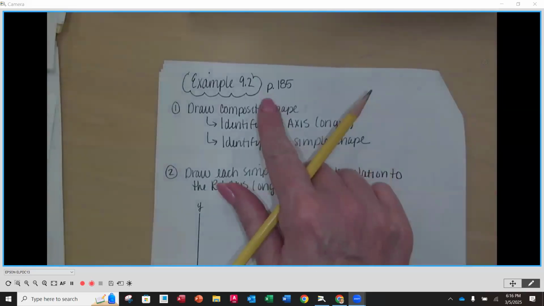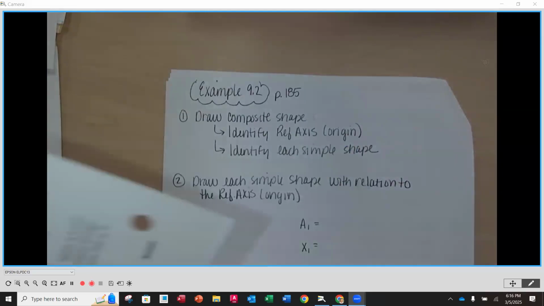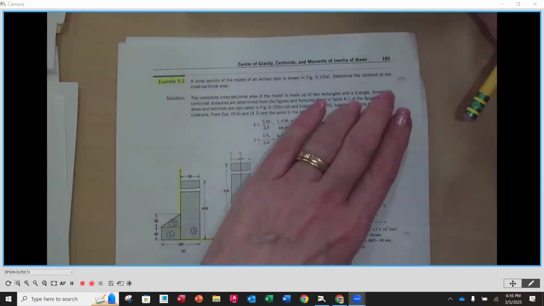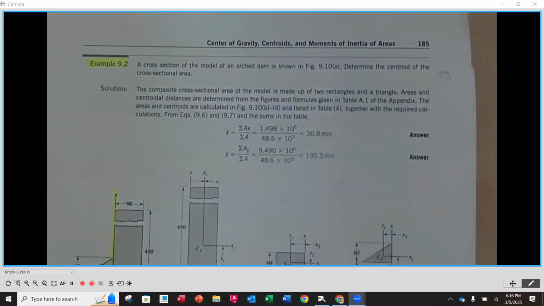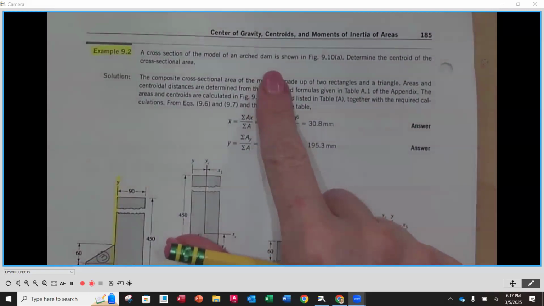Okay. Our next example is going to be example 9.2, and that is found 9.3. I'm out of order here. Sorry. Oh, it's over here. That's fine. 9.2 is at the top of page 185. And here we have a cross section of the model of an arched dam is shown.